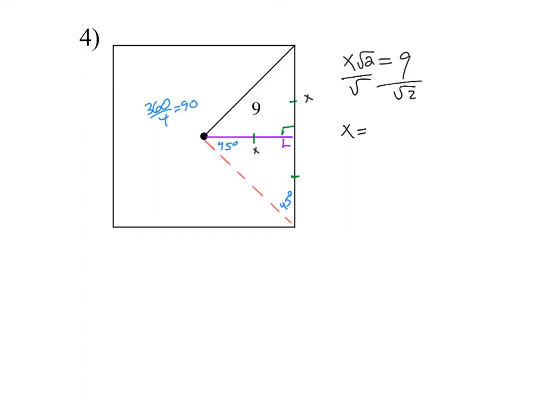So x equals 9 square root of 2 divided by 2. Remember that I'm just rationalizing right there. So this is the measure of my apothem, and it's also the measure of half of the side. So if I multiply that times 2, I have that a whole side is 9 square root of 2.